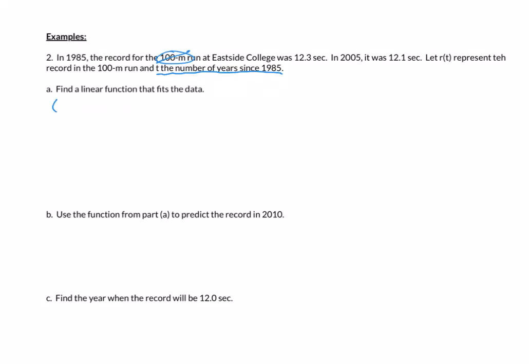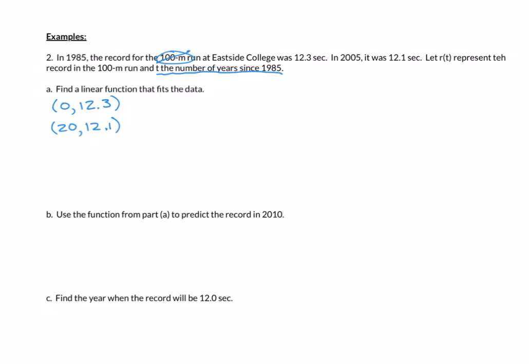1985, how many years since 1985 is 1985? That's going to be 0. In that year, our record was 12.3. All right, 2005. How many years after 1985 is 2005? That's going to be 20. And in that year, our record was 12.1.